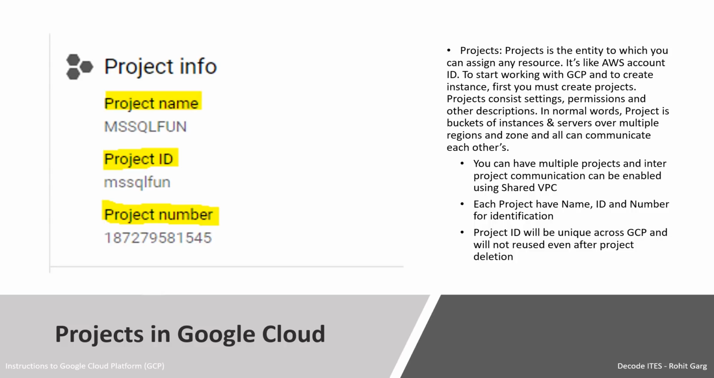You can have multiple projects, and inter-project communication is possible using shared VPC. Each project has a name, ID, and unique number for identification. Project ID will be unique across GCP and you can't reuse it even after deletion of the project. As mentioned in the image, this is our project name, MS SQL Fund. The project ID is MS SQL Fund and this is our project number.